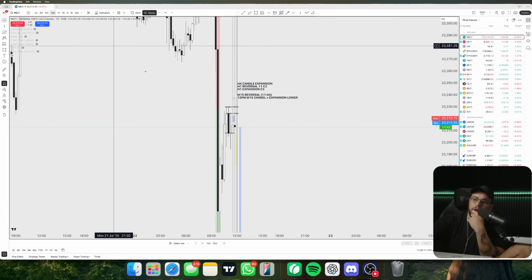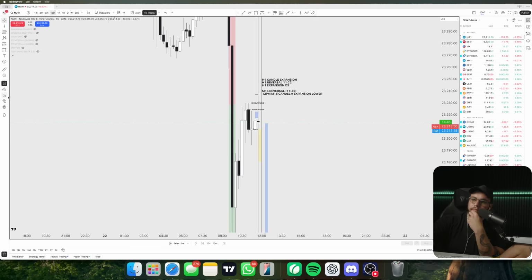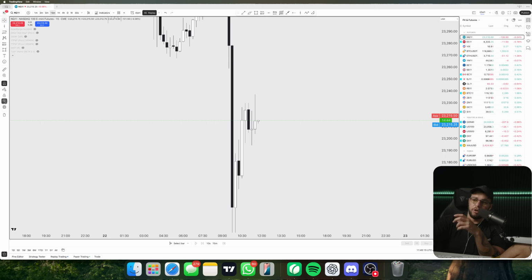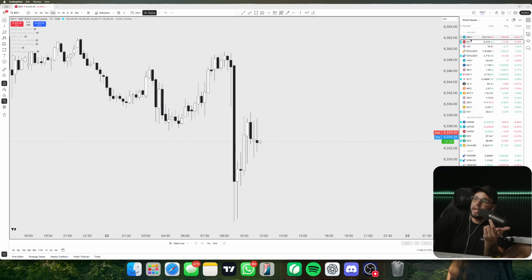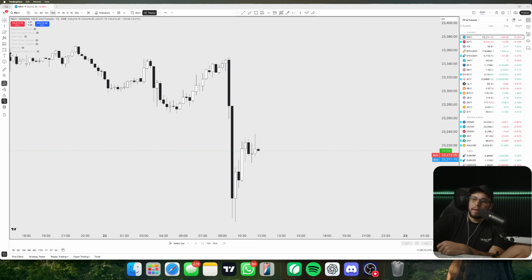It did not close. It closes a swing, but didn't close below the open, right? So for me, it doesn't really matter. And on ES, it did close below the open as a swing. So that messes it up even more.